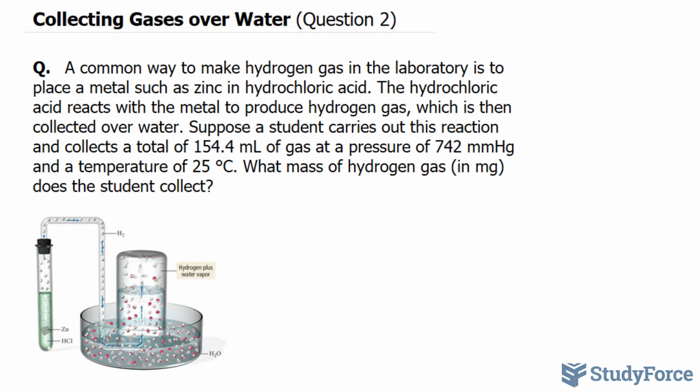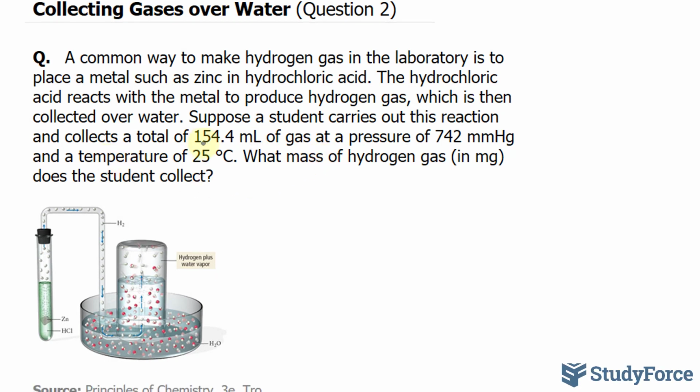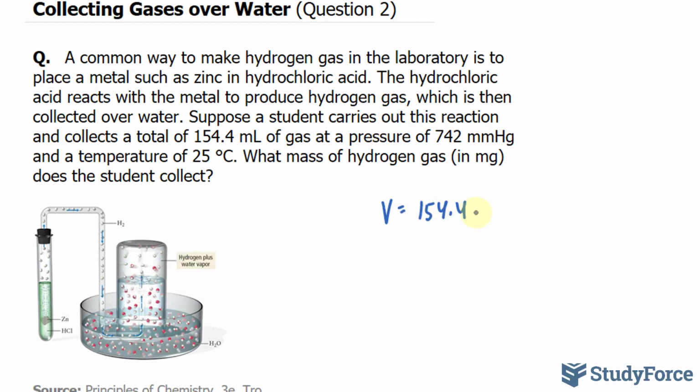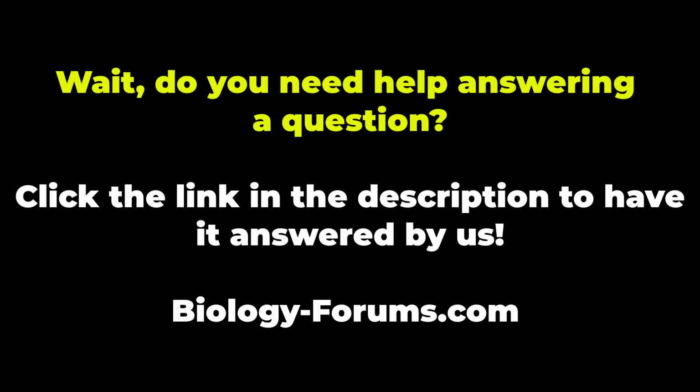Just like before, let's start by writing out everything we know. We've been told that after this reaction has occurred, 154.4 milliliters of gas is collected. So the total volume is 154.4 milliliters. To change this into liters, you divide by 1,000, giving you 0.1544. This is in liters.